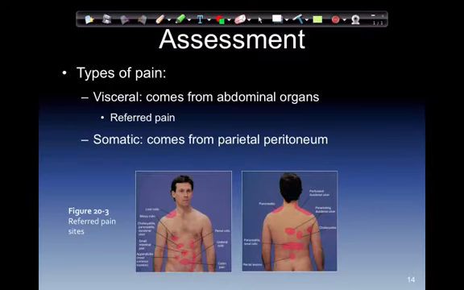On assessment, visceral pain comes from abdominal organs. Visceral pain is often referred to other parts of the patient's body. Somatic pain comes from the parietal peritoneum. Now, whenever we look at this, we can get all kinds, like, look at this up here.